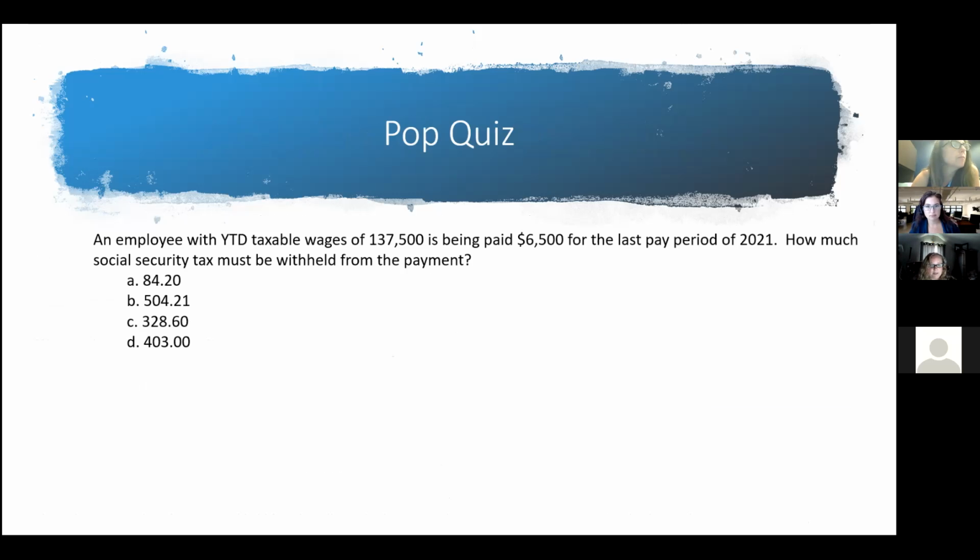So pop quiz. If you had printed out the slides, I did find a mistake on this one today. So anyways, I changed it, so your slide may look a little different than mine does right now. An employee with year-to-date taxable wages of $137,500 is being paid $6,500 for the last pay period of 2021. How much Social Security tax must be withheld from the payment? We're only asking for Social Security tax.